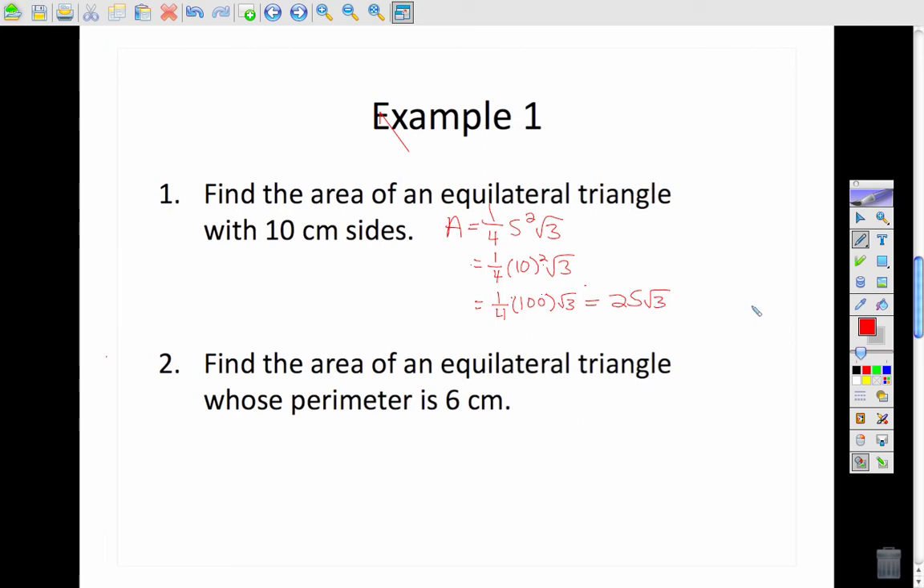And we look at our units. Our units are in centimeters. So we have square centimeters because we are working with area. Okay, second example. Same formula.